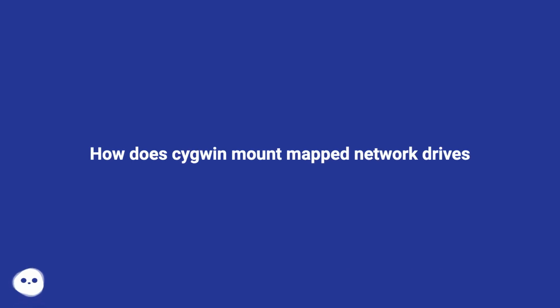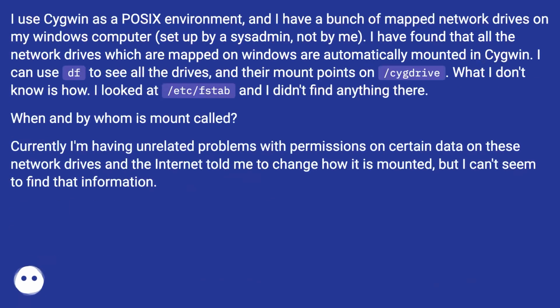How does Cygwin mount mapped network drives? I use Cygwin as a POSIX environment, and I have a bunch of mapped network drives on my Windows computer, set up by a sysadmin, not by me. I have found that all the network drives which are mapped on Windows are automatically mounted in Cygwin. I can use df to see all the drives and their mount points in /cygdrive.